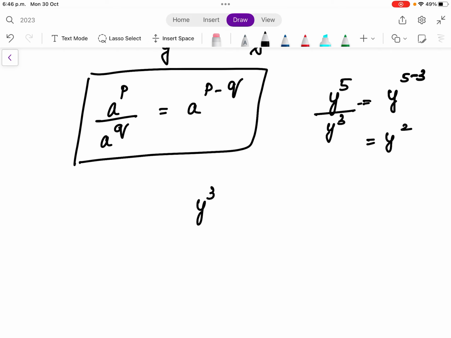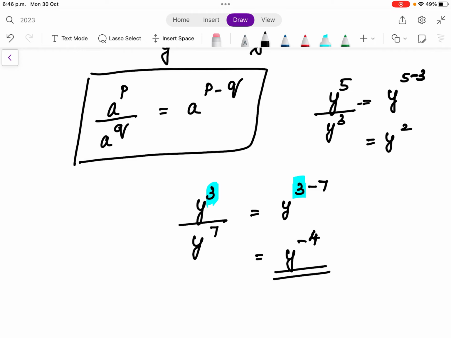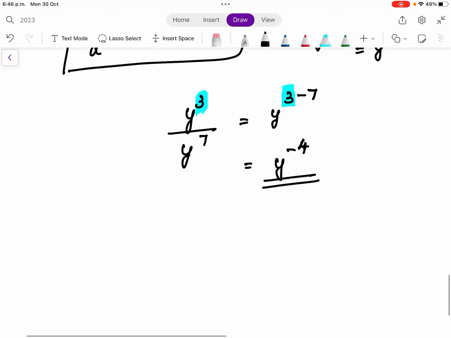And if you have y to the power of 3 divided by y to the power of 7, the answer will be y to the power of 3 minus 7. Remember, the numerator should come first. Okay, and that will be y to the power of minus 4. Now, y to the power of minus 4 is the answer. That's correct. But in leaving cert, it is better not to leave the answer with a negative sign. So what you can do is write it as 1 over y to the power of 4.